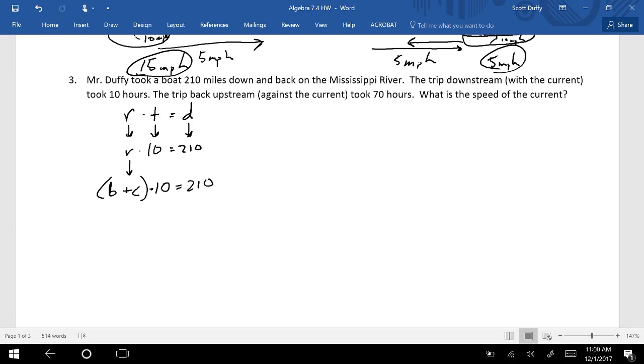Now, the trip back upstream against the current took 70 hours. So I know rate times time equals distance. Distance is the same. I still have to take 210 miles back upstream. My time is now 70. And I know that my rate is not really my rate. It is a composite of B minus C. How fast the boat's going, subtract the current.